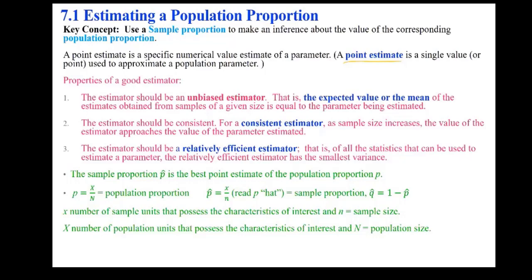Properties of a good estimator. One, the estimator should be an unbiased estimator. That is, the expected value or the mean of the estimates obtained from samples of a given size is equal to the parameter being estimated. Two, the estimator should be consistent. For a consistent estimator, as sample size increases, the value of the estimator approaches the value of the parameter estimated. And three, the estimator should be a relatively efficient estimator. That is, of all the statistics that can be used to estimate a parameter, the relatively efficient estimator has the smallest variance.